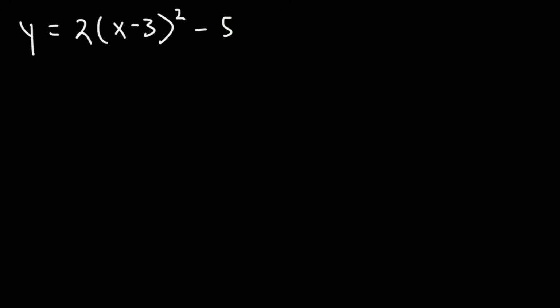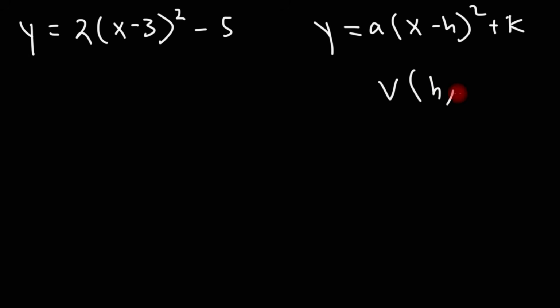Now, if you're given it in vertex form, you need to be familiar with the standard equation, which is y equals a times x minus h squared plus k. The coordinates of the vertex is h comma k.